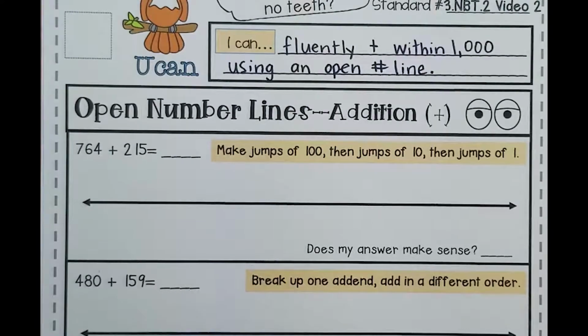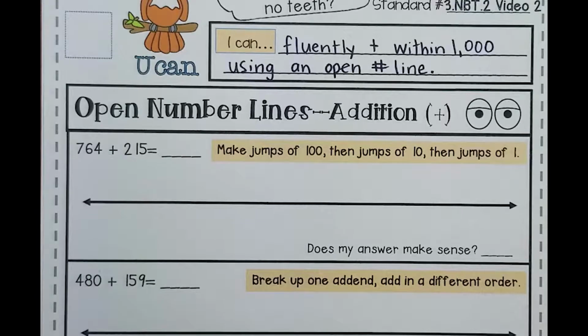Okay, Ucan. Let's work on our open number line. It might help you do some of this mental math inside your head. So you know that you made $764 on the donuts, and then another $215 on cookies. You need to come up with a bill, like quick, because your customer's there waiting. Let's see what we can do with an open number line.